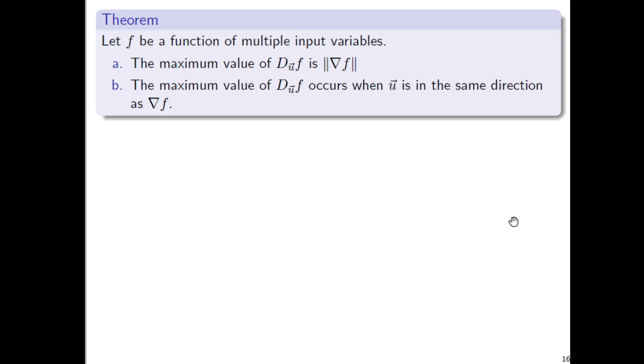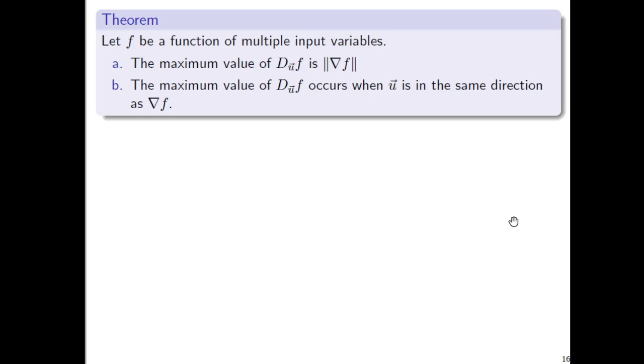So we've got this theorem: let f be a function of multiple input variables. Part A says that the maximum value of the directional derivative, the maximum possible value you can get, happens to be whatever the magnitude of the gradient is. The next part is still talking about the maximum value. The first part is, what number is the maximum value? And now that we know what the maximum value can be, when does it happen? That's what part B is talking about. It happens when the vector u is in the same direction as the gradient vector itself.